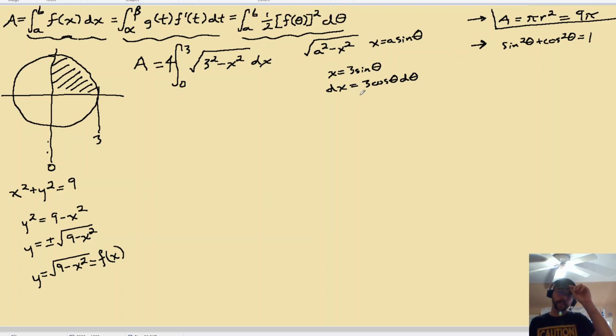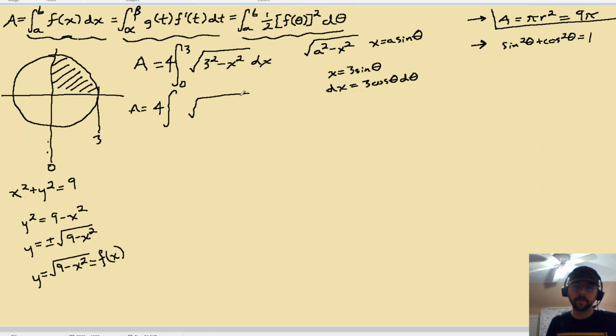So we're going to substitute that in, and we're also going to recalculate our bounds. So I'll start to rewrite this. So area equals 4 times the integral from something to something, we don't know yet because those are our bounds that we're going to change, of the square root of 3 squared minus, and then for x we substitute in 3 sine of theta, and then that's squared. For dx we substitute in 3 cosine of theta d theta.